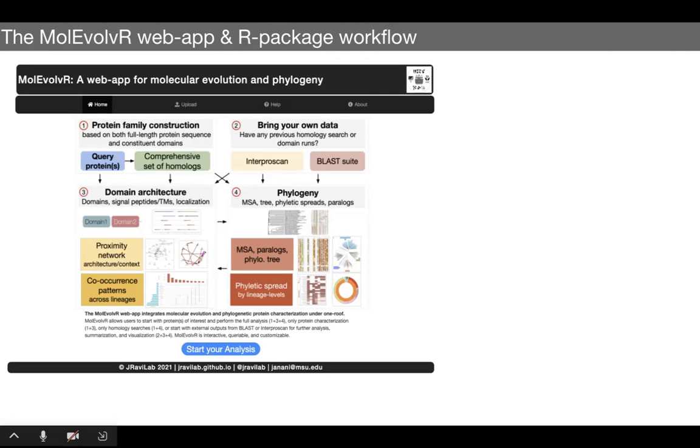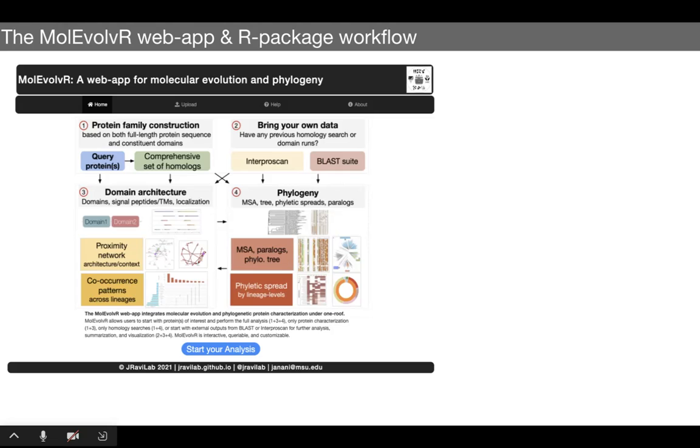So this is a workflow that underlies MolEvolvR. People can start their analysis with one or more protein sequences of interest, and they can find a comprehensive set of homologs across the tree of life, domain architectures, including secondary structure predictions and cellular localizations of these different proteins for every one of their homologs. And finally, you can also do a carefully crafted phylogenetic analysis for each and every one of these proteins.